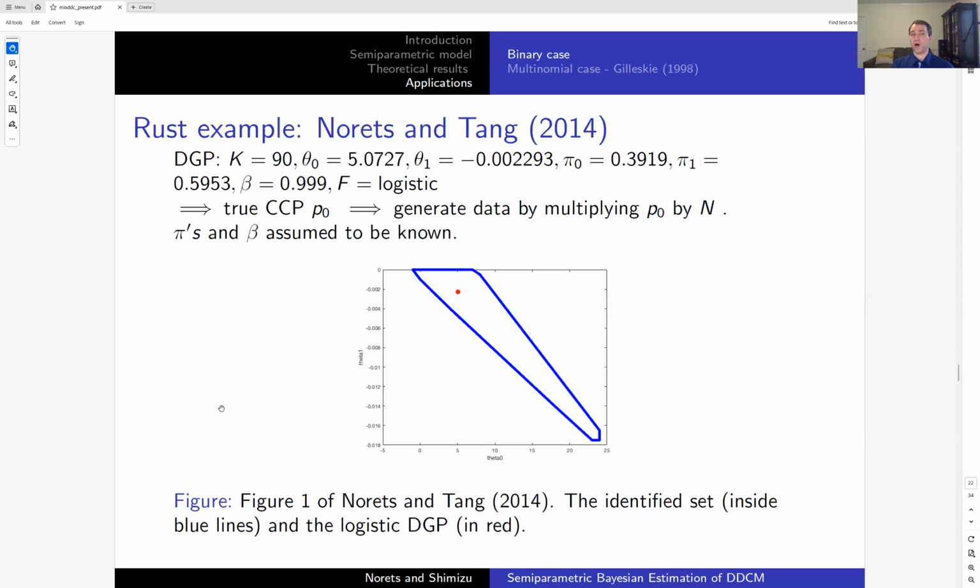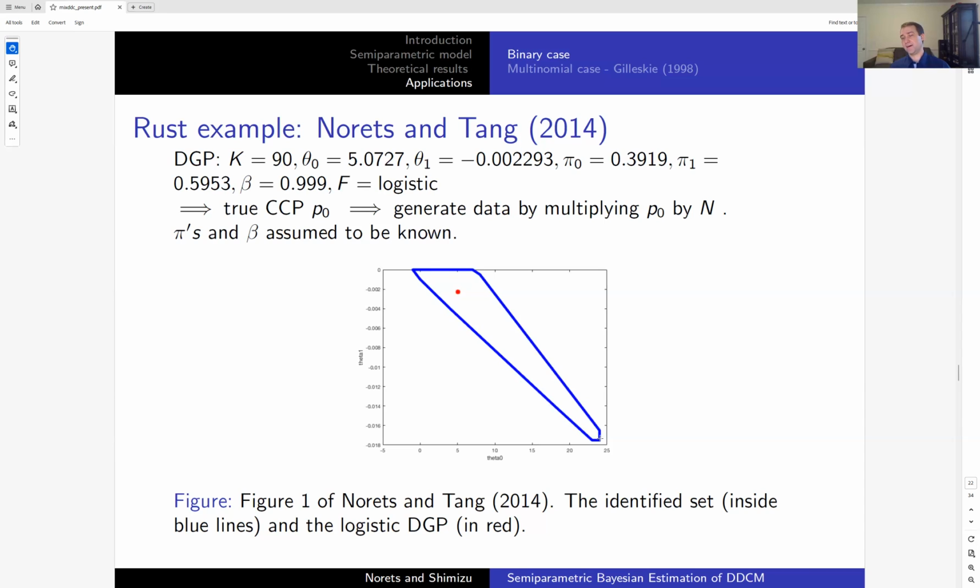So in this simple model, this is the identified set when we treat the distribution of epsilons as unknown. The red dot is the value of parameters that we use to solve the model, right? But when we don't make the distributional assumption on epsilons, all these other values inside this set are consistent with the model solution and some distribution of epsilon. Okay, so that's what we call the identified set.